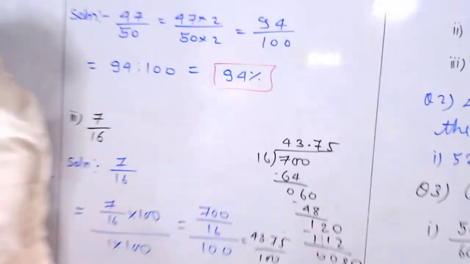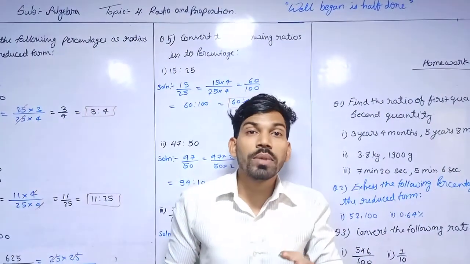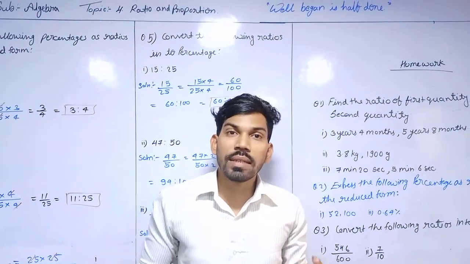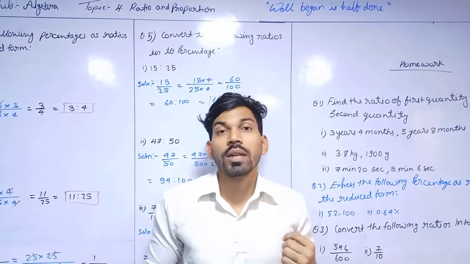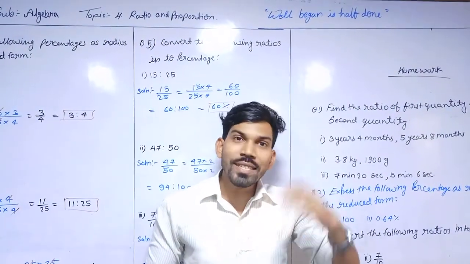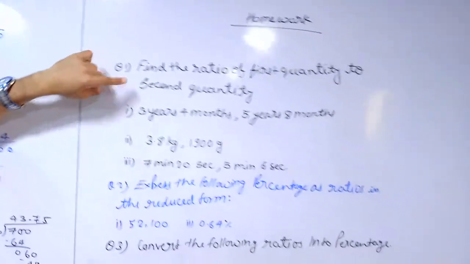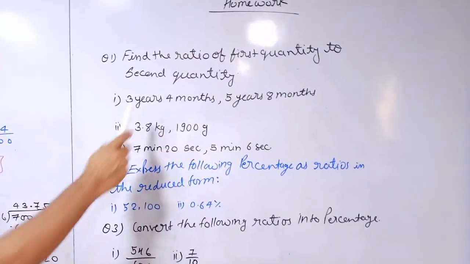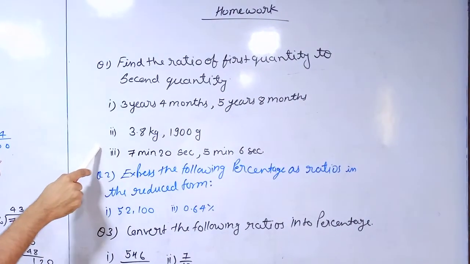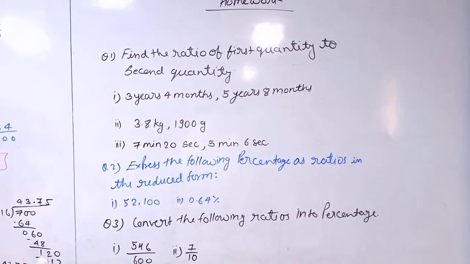So this way we learn to convert the given quantities or numbers into the reduced form of the ratio, and the necessary things we have to remember in our mind when doing such kinds of sums. On the basis of the same, you have the homework. Question number 1. Find the ratio of the first quantity to the second quantity. These three are the sub questions. What we did in question number 2, you have to find the reduced form of the given quantities.